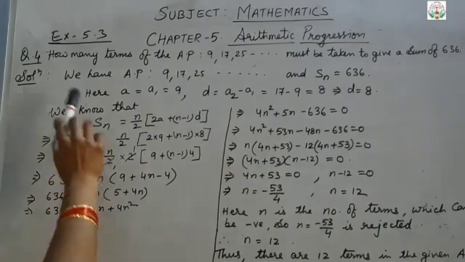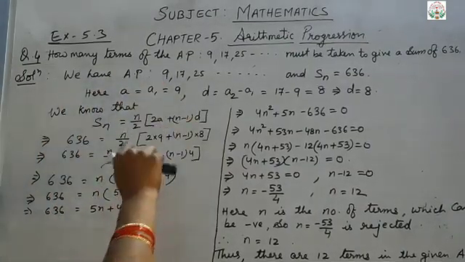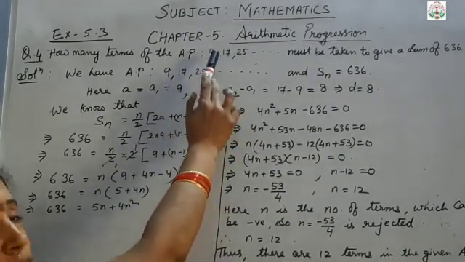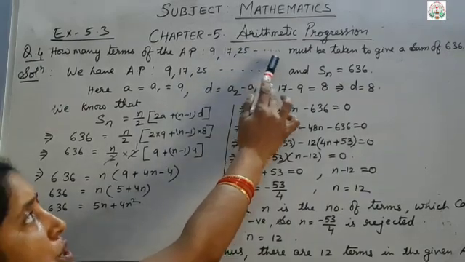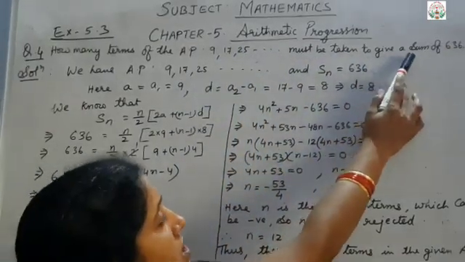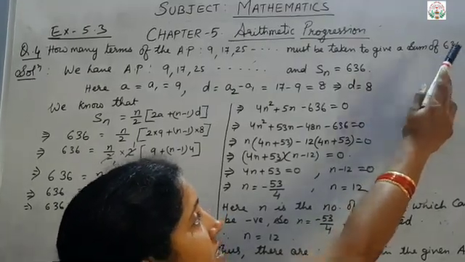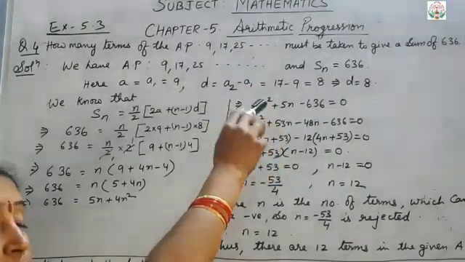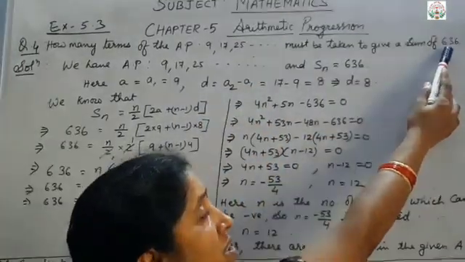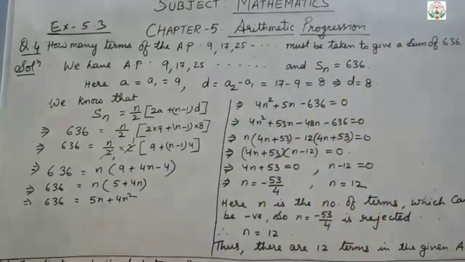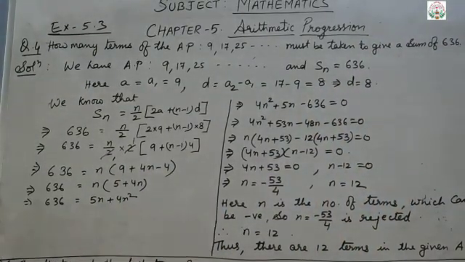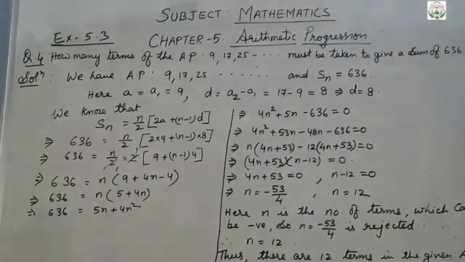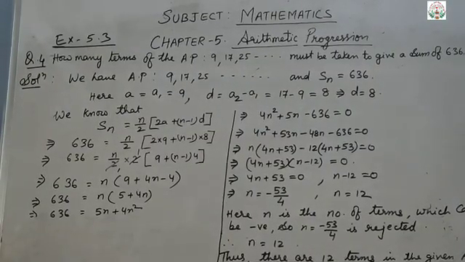The fourth question goes like this: how many terms of the AP 9, 17, 25 must be taken to give a sum of 636? Means the sum of n terms. We don't know how many terms there are, and the sum of those terms is 636. So we have to find n, means how many terms are there in that AP whose sum is 636.